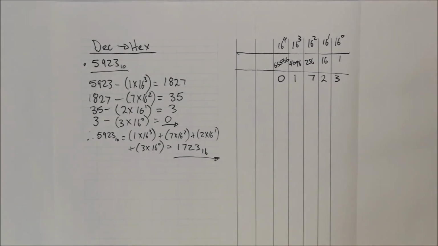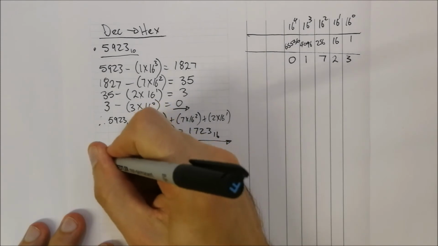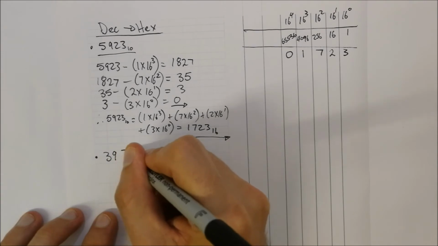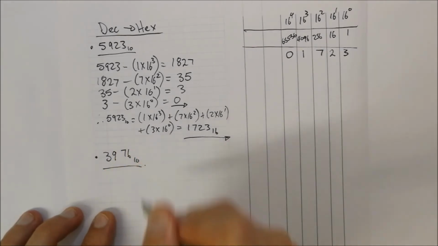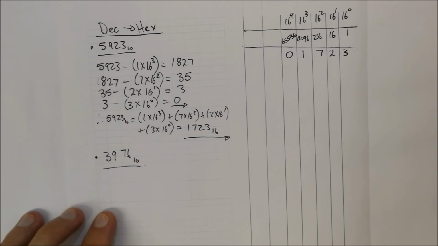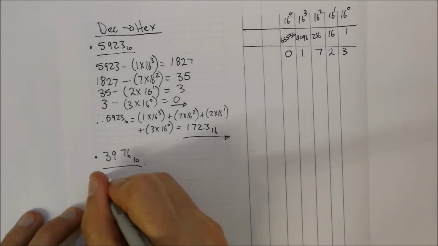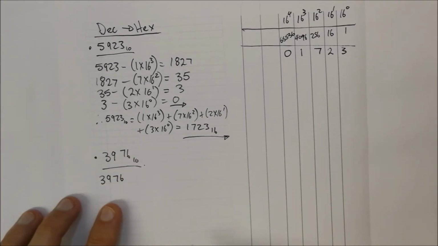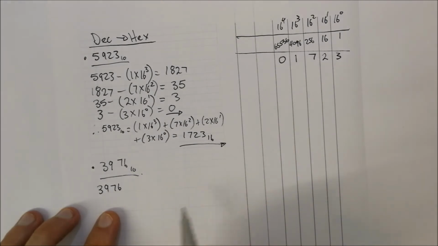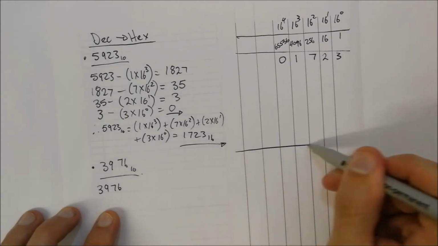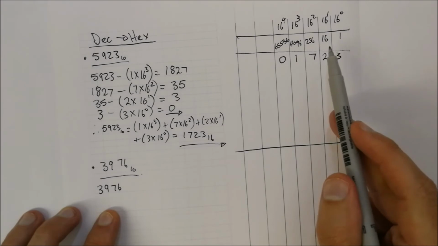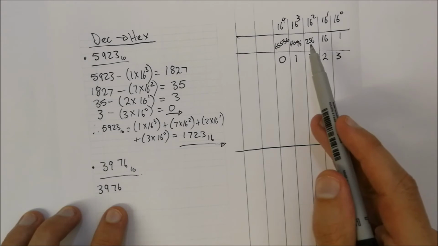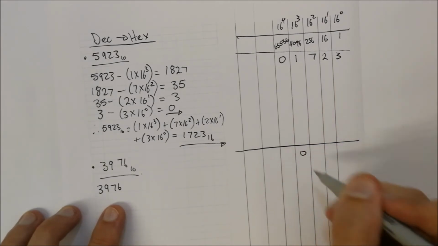Okay, let's have a look at another example. So let's say we're looking at the number 3976. It's a base 10 number, and we need to convert that to a hexadecimal number. Again, I'm going to be using exactly the same table over here. Let's have a look. Does 4096 go into 3976? No, it doesn't, so we can place a 0 over there.